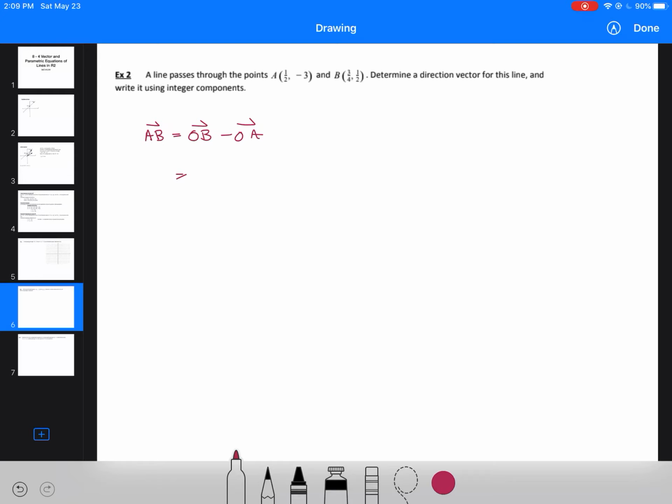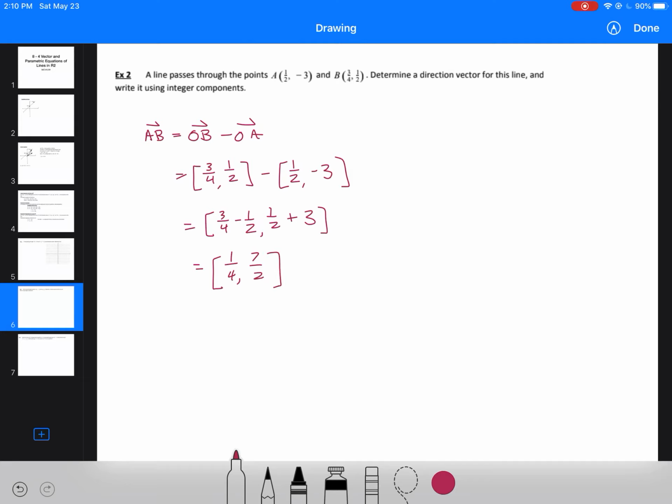So in order to do that, we're going to take our points here. So we've got (3/4, 1/2) minus (-1/2, -3). Putting those together is going to allow us to get 3/4 minus -1/2 and then 1/2 plus 3. When we simplify that, we get a vector that has 2 fractional components, (5/4, 7/2). This is going to represent our direction vector m.